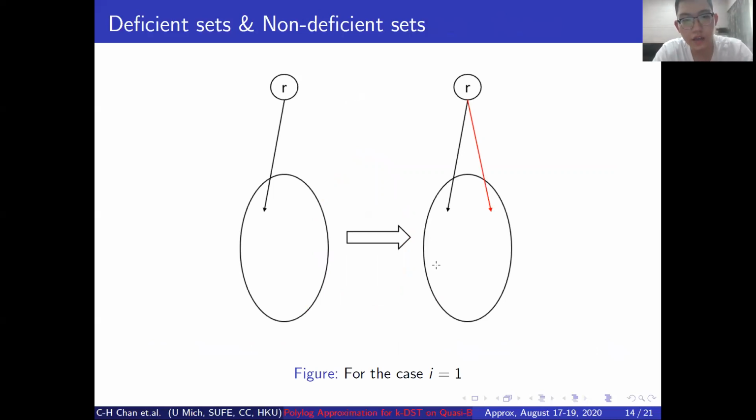Here is the figure to show that if we add some edges, then there is another edge-disjoint path from the root to this deficient set, and we can remove this deficient set. On the left-hand side, this is a deficient set for the case i equal to 1. If we can find some edges, then it will form another edge-disjoint path from the root to this deficient set, and then we can remove this deficient set.